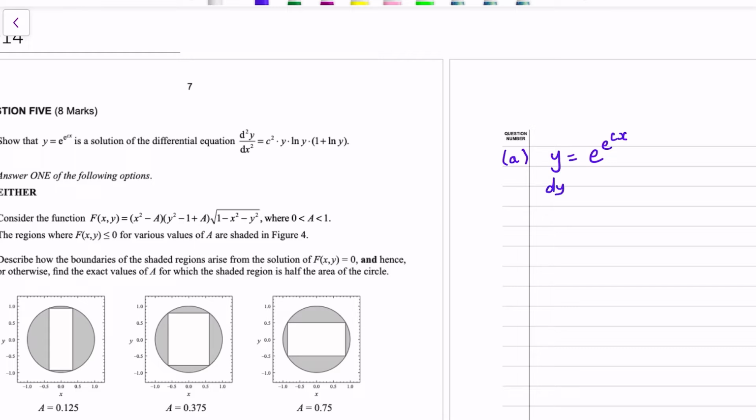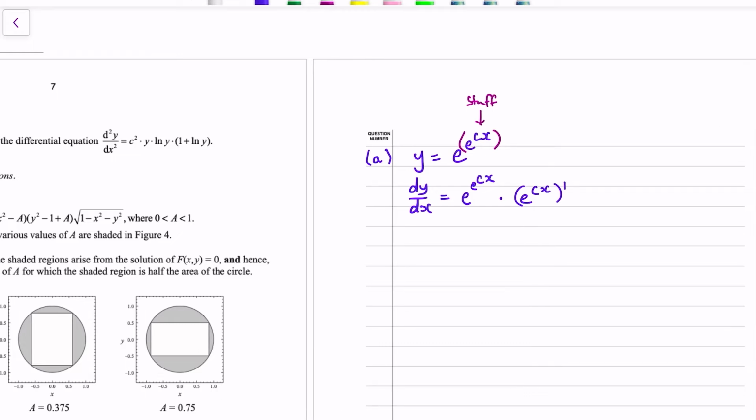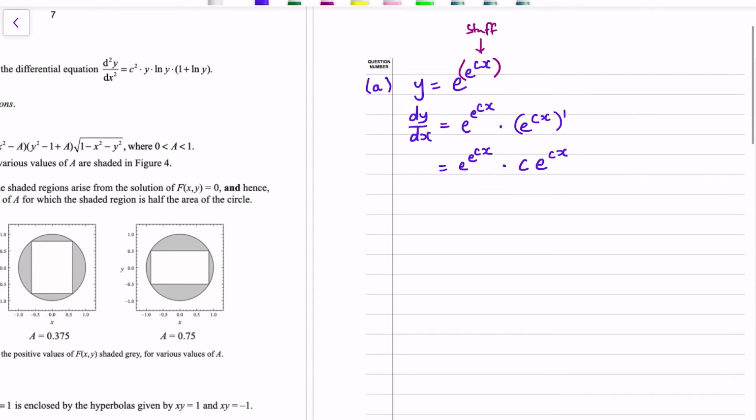So the first derivative here, we've got e to the stuff, right? I'm calling this whole thing the stuff. And when we differentiate e to the stuff, we get e to the stuff times the stuff differentiated. That little dash there is derivative and not a power. And one step further, the derivative of e to the cx is c e to the cx. Okay, so that's the first derivative.